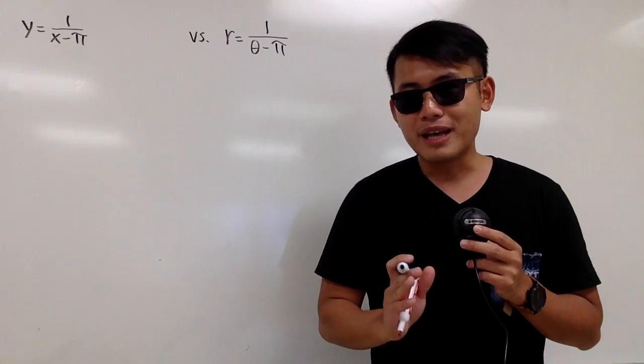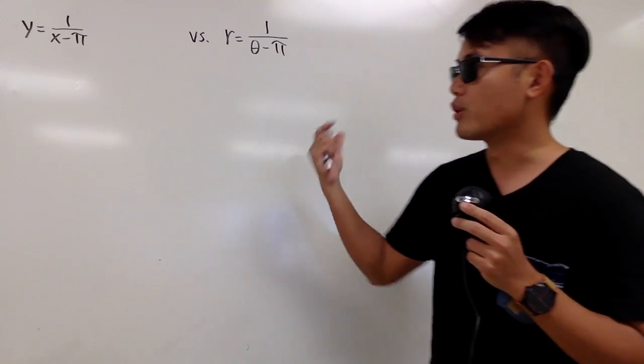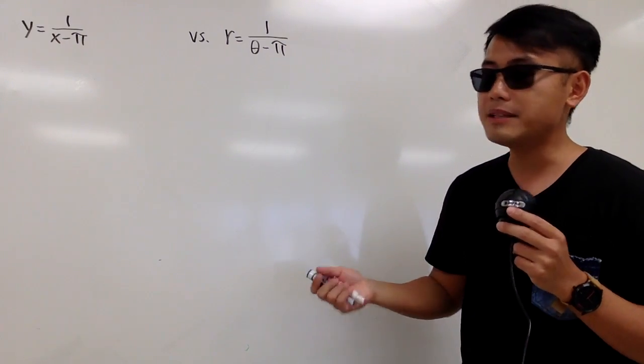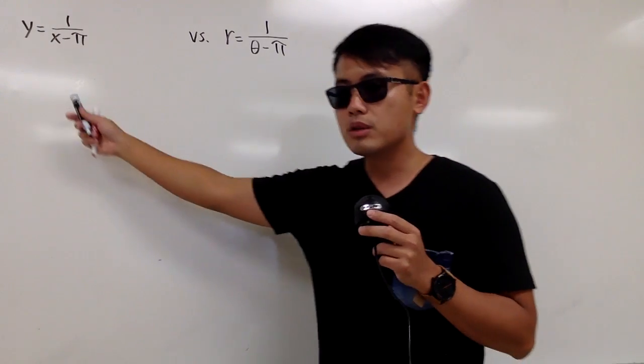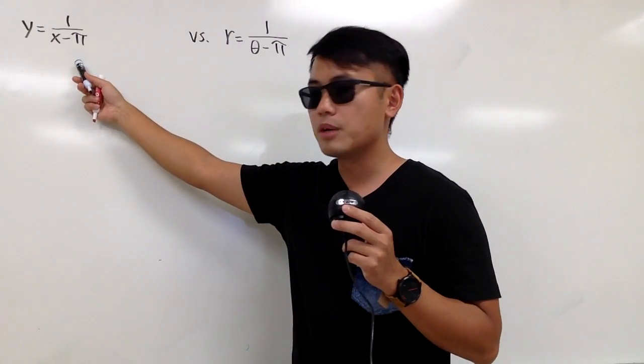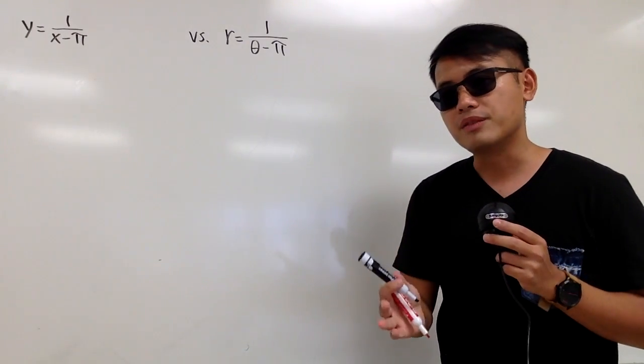And let's recall that in order for us to get a graph, one of the pieces of information that we want to have is the vertical and horizontal asymptote, right? So that's what I want to do with you guys in this video. Go ahead and try to find the horizontal asymptote and also the vertical asymptote of this guy and also this guy. And please pause the video and try this first.